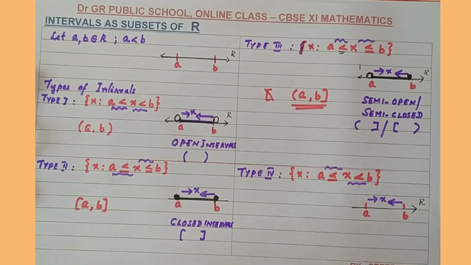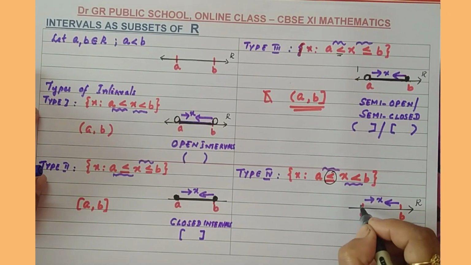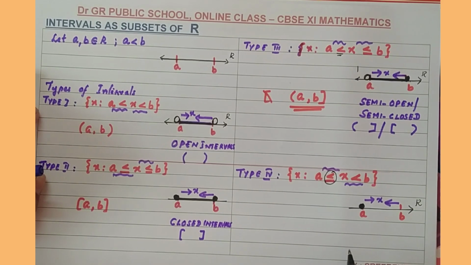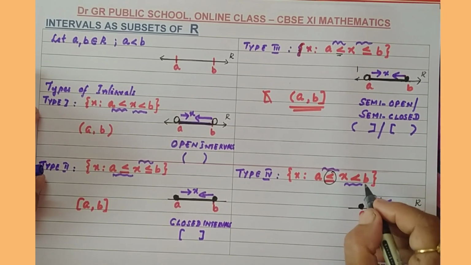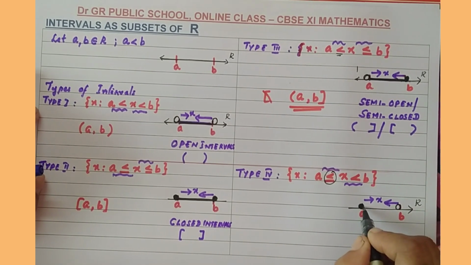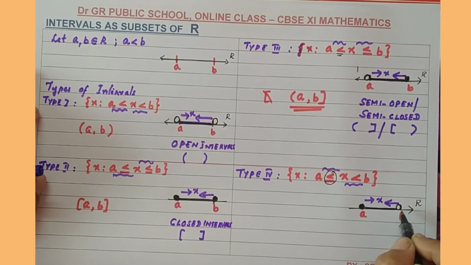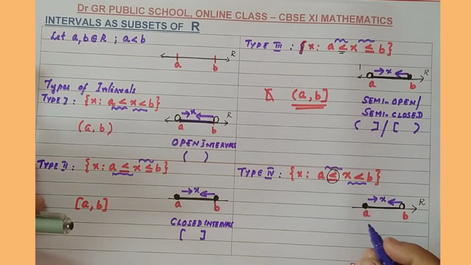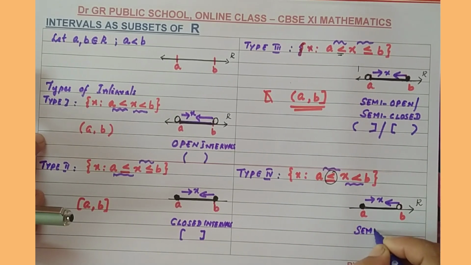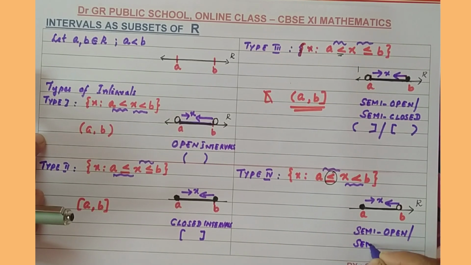But the less than or equal to symbol mentioned here means that the point A is included in the set, that you need to represent with a darkened circle, and the point B is not included in the set, that we can represent with a hollow circle. So, all the points which lie between A and B, in which A is included and B is excluded, this also can be called a semi-open or semi-closed interval.